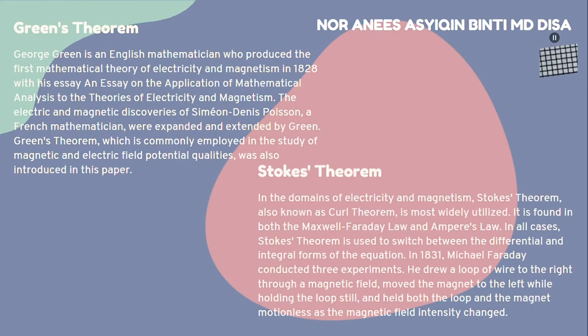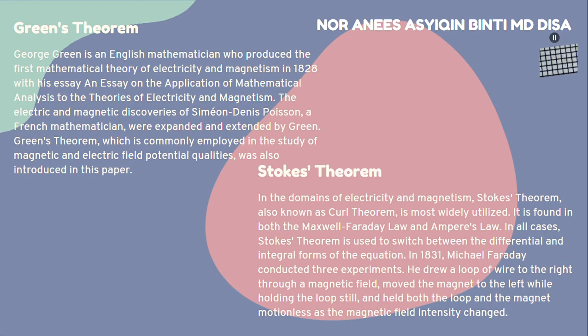Green's theorem. In 1828, George Green published the first mathematical theory of electricity and magnetism in his essay called An Essay on the Application of Mathematical Analysis to the Theories of Electricity and Magnetism. Green enhanced and extended the electric and magnetic discoveries of Simon Denis Poisson, a French mathematician. This publication also established Green's theorem, which is extensively used in the study of magnetic and electric field potential characteristics.